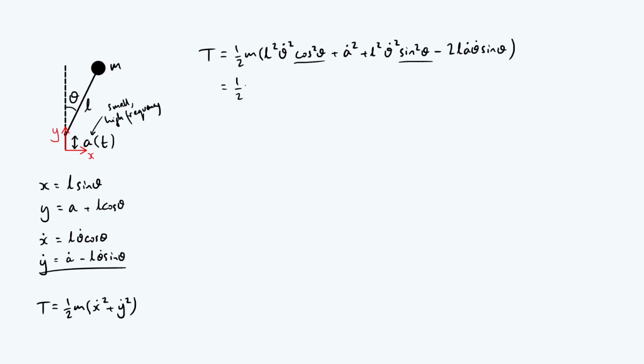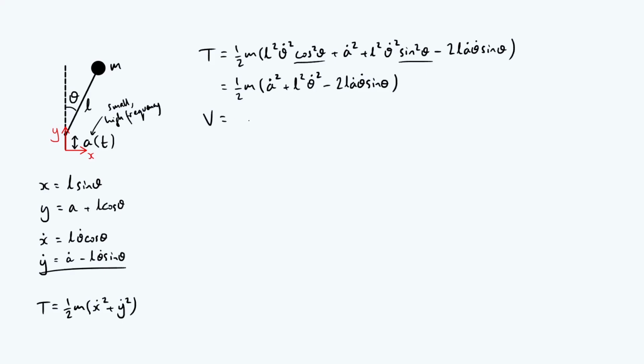And so you just get half m times, well, let's put our a dot squared first, then you've got that newly combined term plus L squared theta dot squared, and then keep our cross term minus 2L a dot theta dot sine theta. So what about the potential energy V?